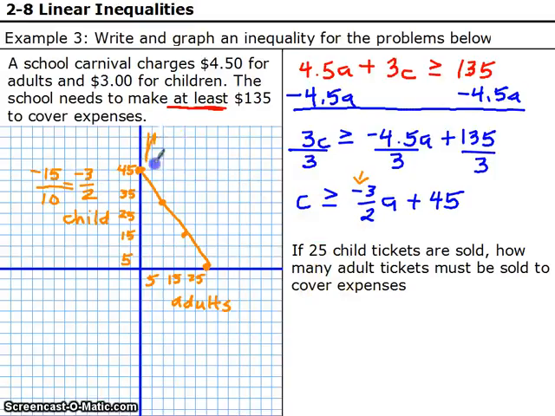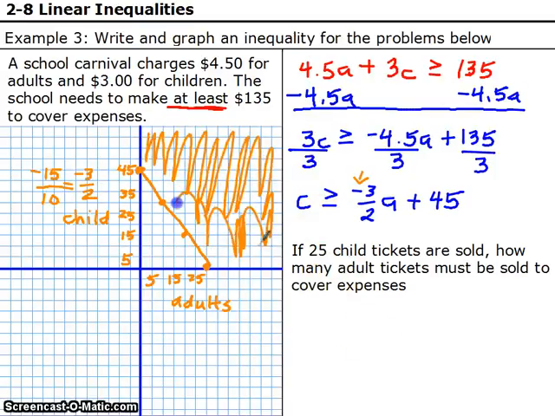And then we're going to shade above, because we're greater than or equal to. Any point out here would be in our solution set that would cover our expenses. Now they want us to answer this question specifically. If we sold 25 child tickets, how many adult tickets must be sold to cover expenses?